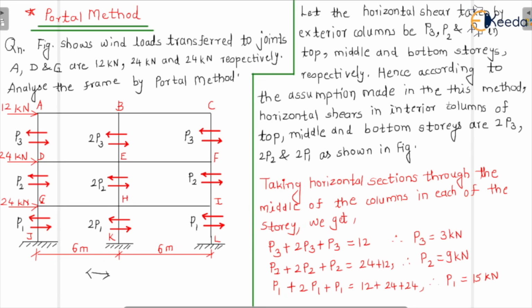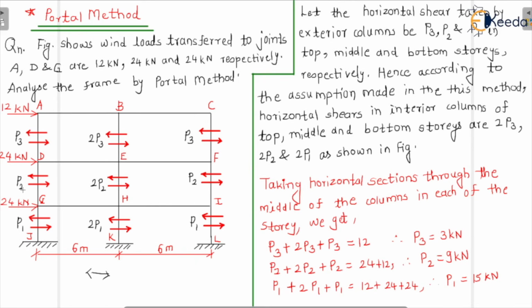Hence, according to the assumption made in this method, the horizontal shears in interior columns of the top, middle and bottom stories are 2P3, 2P2 and 2P1. Now let us first calculate how much P1, P2 and P3 are. Let us consider horizontal sections through the middle of the columns in each story. Considering the third story, P3 plus 2P3 plus P3 equals the load acting here, 12 kilonewton. So 4P3 is equal to 12, and P3 equals 3 kilonewton.